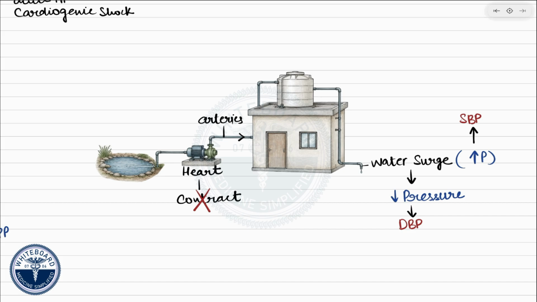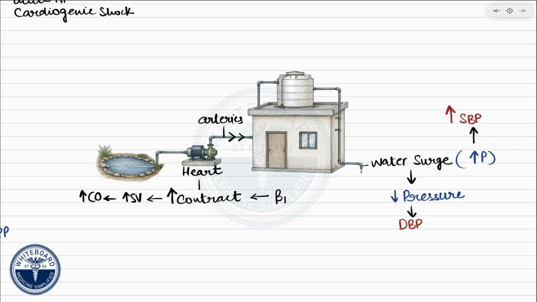Now, if the pump suddenly becomes more powerful and pushes a larger volume of water with greater force, the pressure inside the hose during that pumping phase rises. This is exactly what happens when beta-1 receptors are stimulated. They increase the force of cardiac contraction, which increases stroke volume and cardiac output. As a result, more blood is ejected into the arteries with each heartbeat, causing the systolic blood pressure to increase.